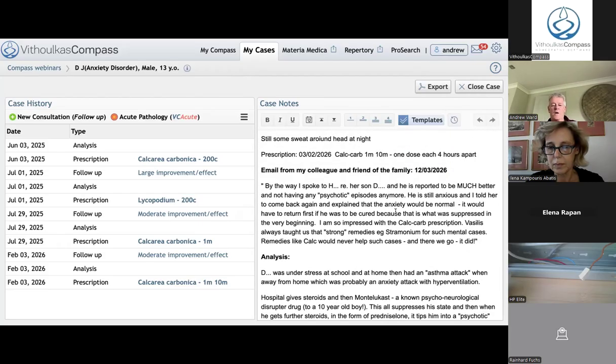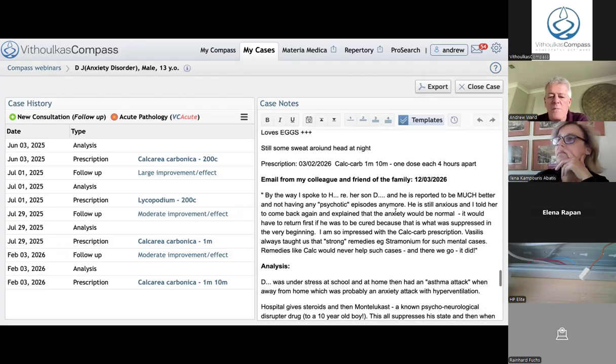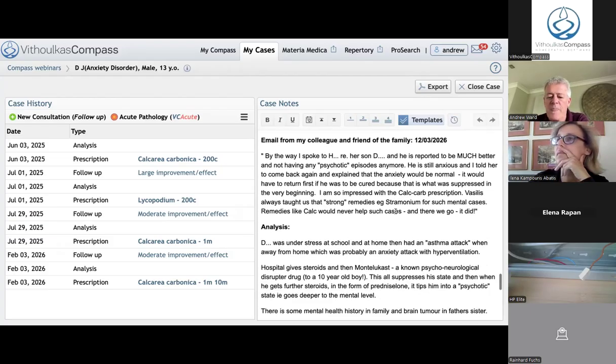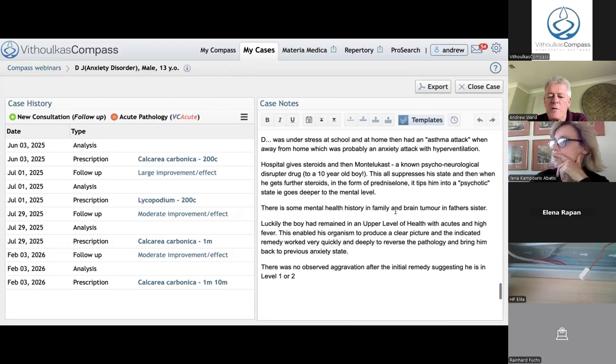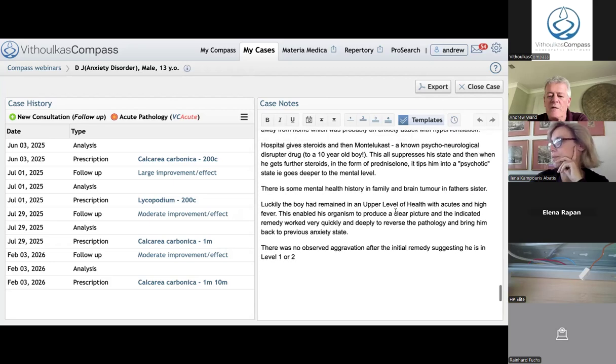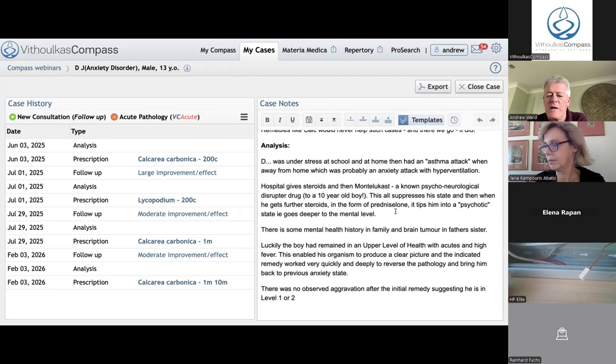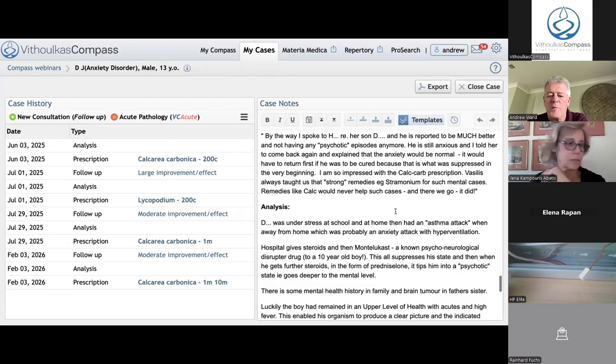So that's where at the moment I'm waiting for them to return. I know there's some money issues, I believe, so they haven't come back to me since the beginning of the year. But I know he's doing well and he's back at school, but there's still some anxiety which we need to look at, which was the original problem.